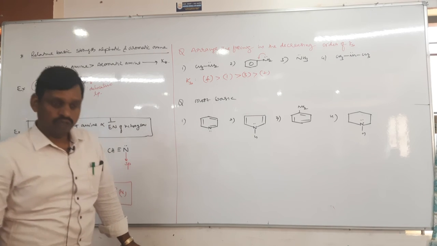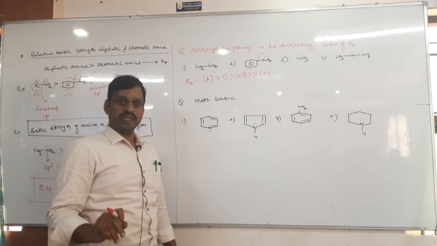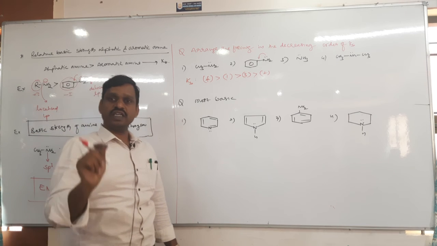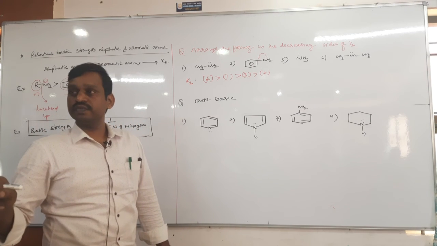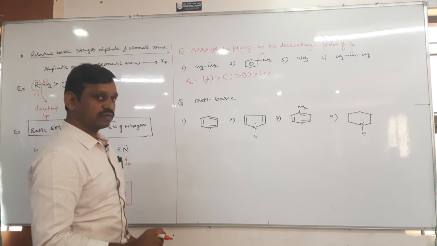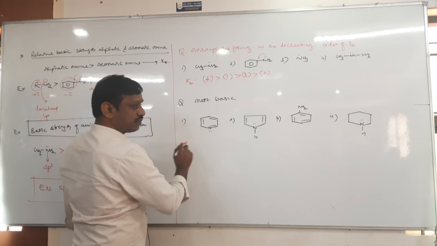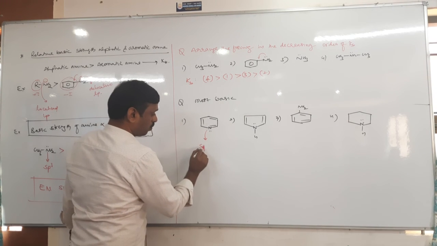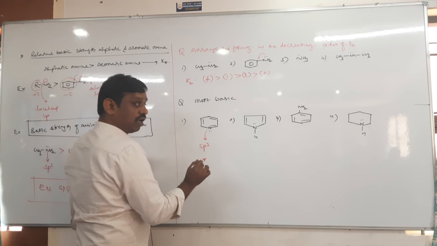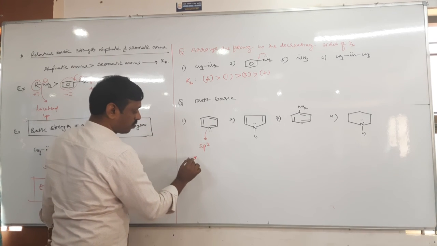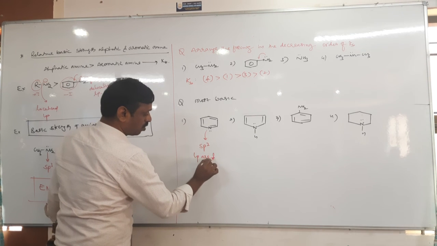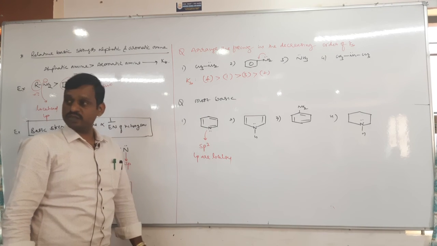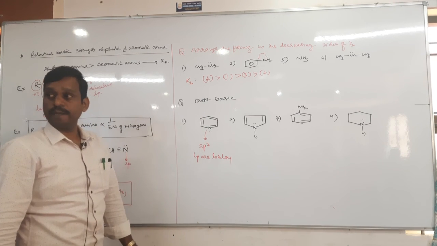See, to understand most basic, less basic, you try to identify the hybridization. The first condition is to identify hybridization. Then we will see the electronegativity. Tell me, what is the hybridization here? sp2. With sp2, are the lone pairs delocalized or localized? Lone pairs are localized because these lone pairs do not get involved in resonance. If they were involved, it would lose aromaticity.